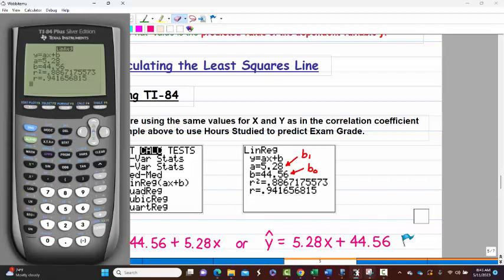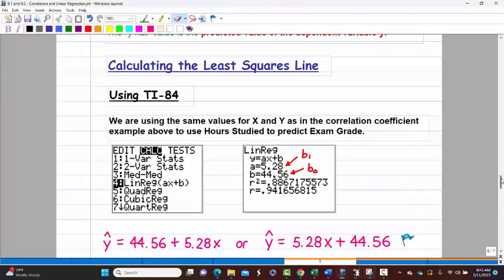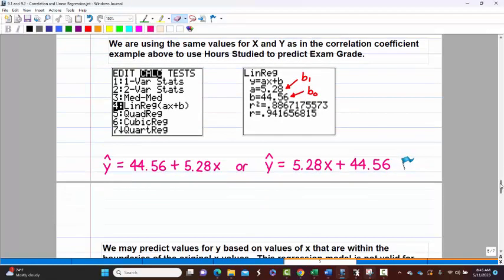So you can write this equation or see it written as one of two ways. In the y hat traditional form, it'd be 44.56, the intercept value, the b0, plus the 5.28, which is the slope, x. So you see, whatever the slope is, it must stay attached to x. So even if you write it in this order, y hat equals 5.28x, the slope stays with the x, and then plus 44.56. All right.